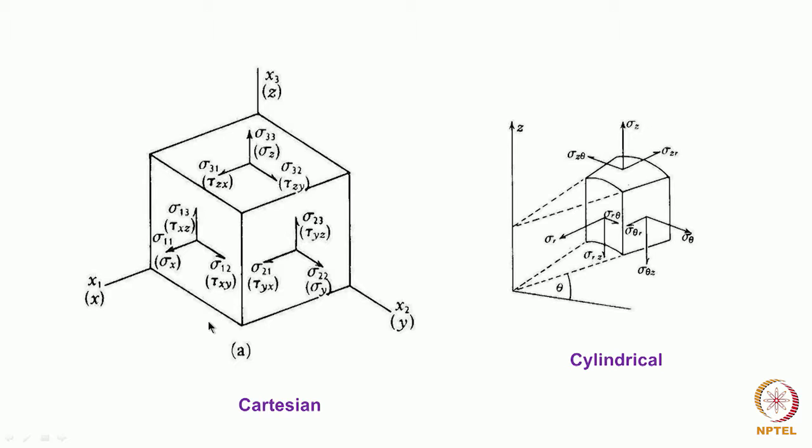But how is this surface being defined? Normally it is defined with respect to the outward surface normal. For these surfaces, the outward normal is always in the positive direction. So that is how we define whether it is going to be a positive or a negative value. That is decided by the direction in which the load is being applied and the outward normal together. That defines whether the stress is positive or negative.